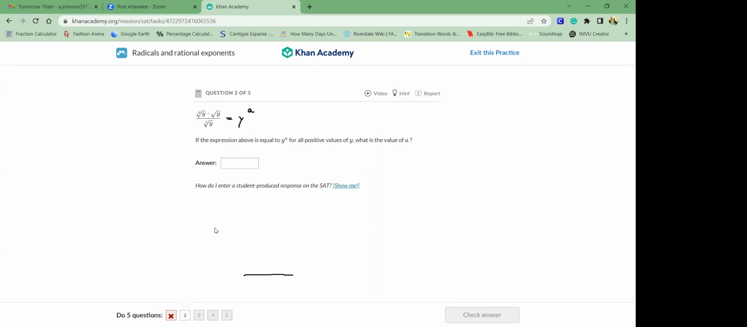Okay, so let's simplify that. Fourth root of y times square root of y over third root of y. How do we simplify the top there? How can we rewrite this right here? This is y to the what exponent? It'll be 1/4. This right here is y to the 1/4.